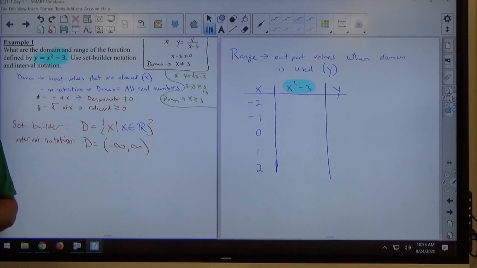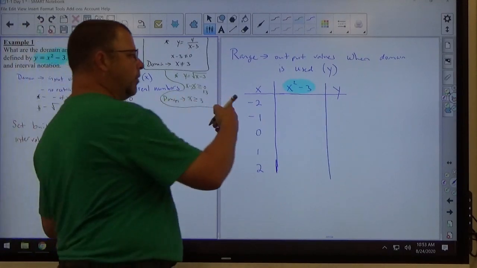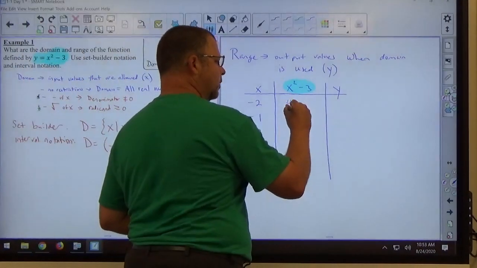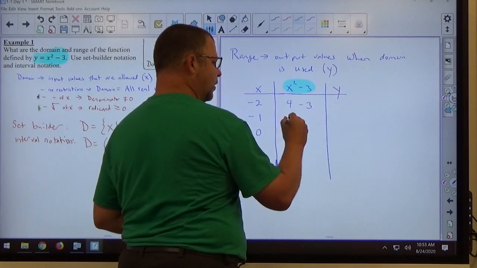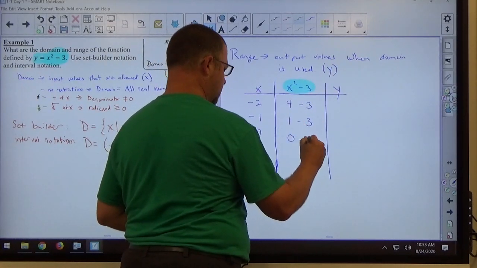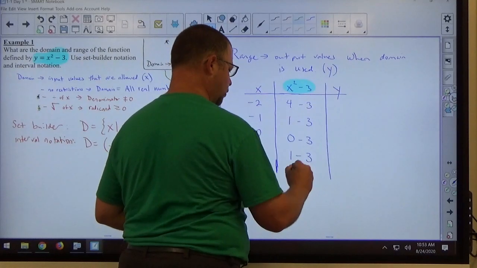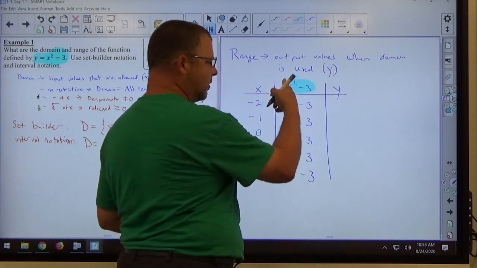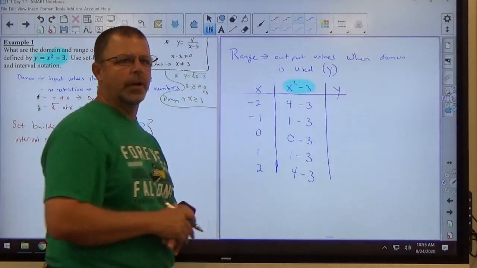And I remember that x squared is always positive no matter what x is. If x is negative, x squared is positive. If x is 0, it's 0. If x is positive, it's positive, right? So negative 2 squared is positive 4. Negative 1 squared is positive 1. 0 squared is 0. 1 squared is 1. 2 squared is 4. In each case, x is squared, then subtracted by 3.